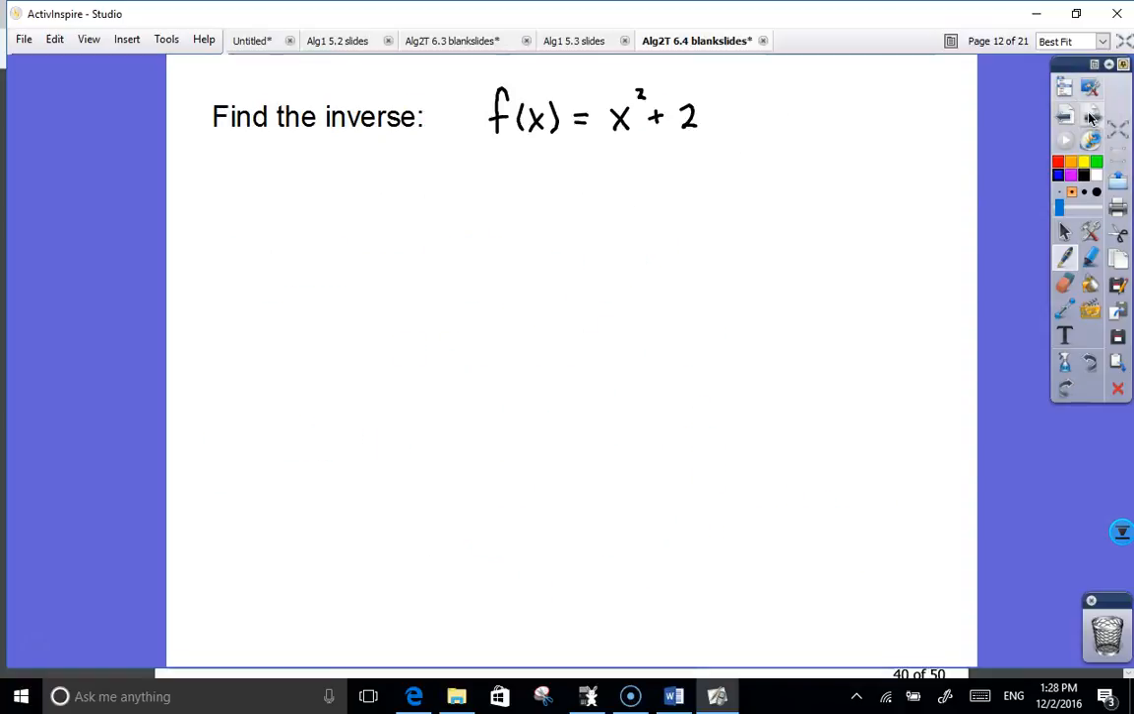Find the inverse. So what we've done up to now is linear. Those are both linear. This is quadratic. So let's see how that works. So first, f, substitute y.